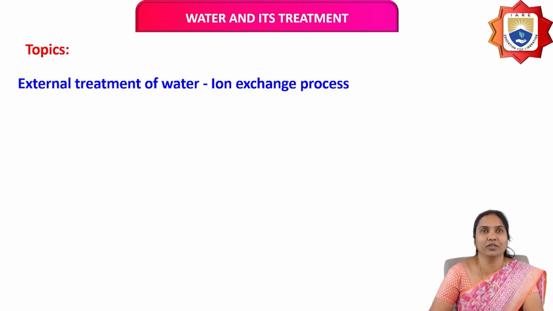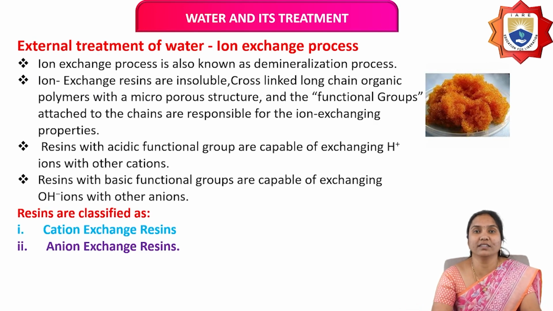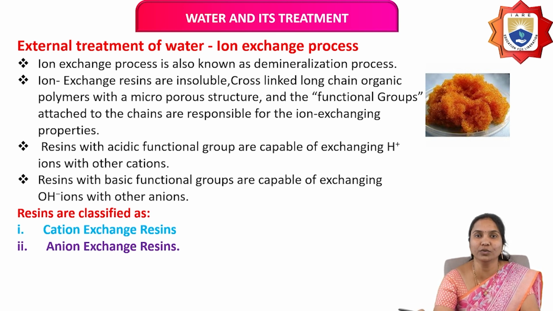Today we are going to discuss the topic of external treatment of water. In this we are going to discuss the ion exchange method, or ion exchange process. So what is the meaning of external treatment of water? Generally, hard water is converted to soft water. Hard water contains calcium and magnesium ions of chloride, sulfate, nitrates, bicarbonates, etc. present in water. It is purified, and hard water is converted into soft water by the ion exchange method.